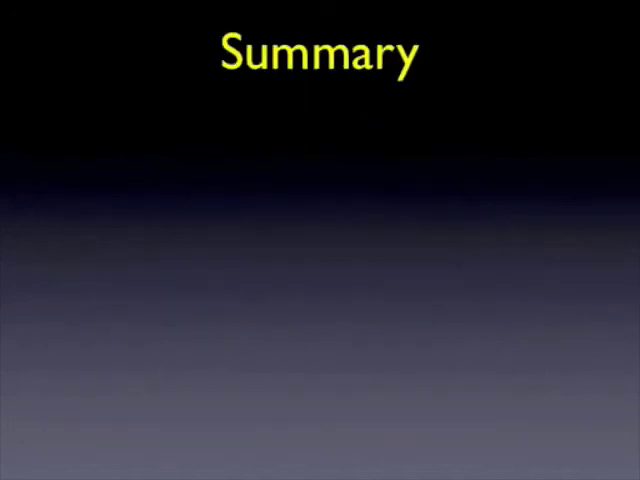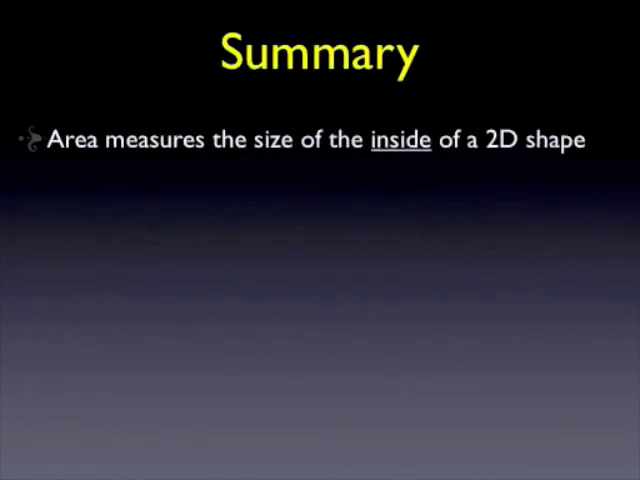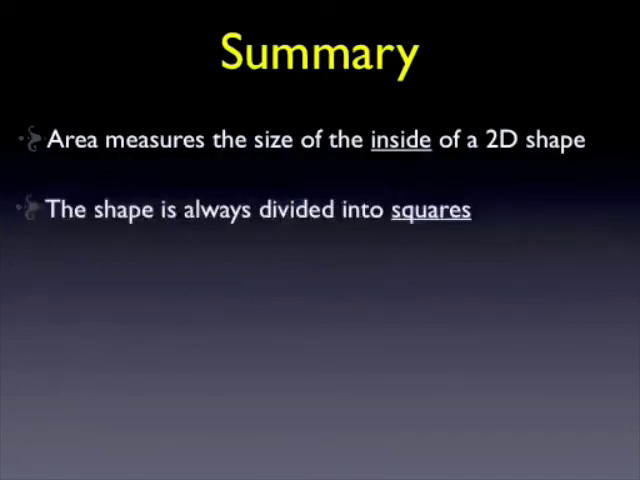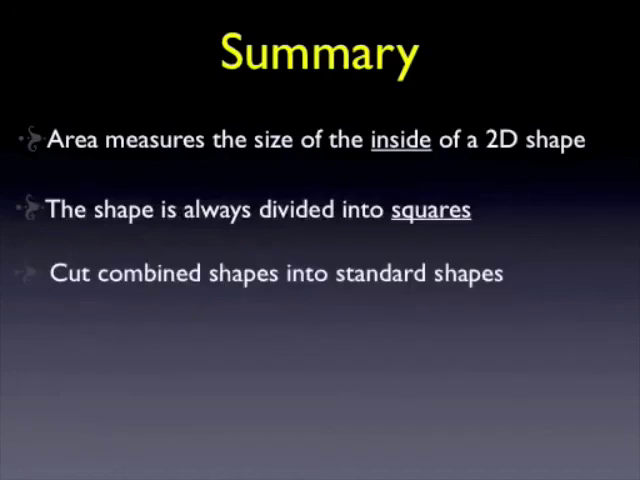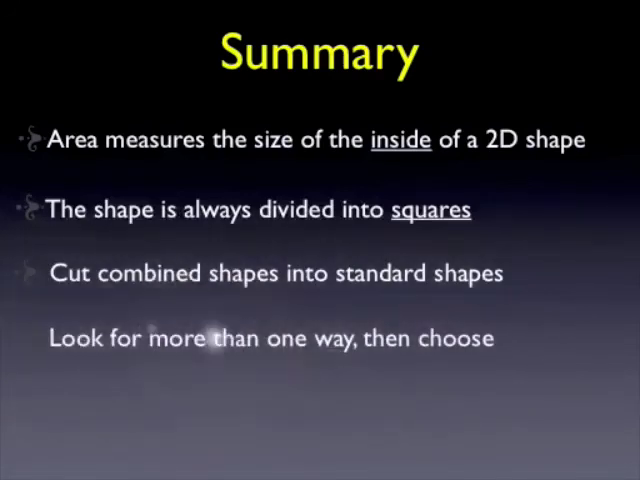All right, in summary, what we've learned today is that the area measures the size of the inside of a 2D shape. The shape is always divided into squares. And you can cut combined shapes into standard shapes, nice easy shapes. And look for more than one way if you're going to cut it into pieces and then choose the best way that will work for you. Okay, thanks.